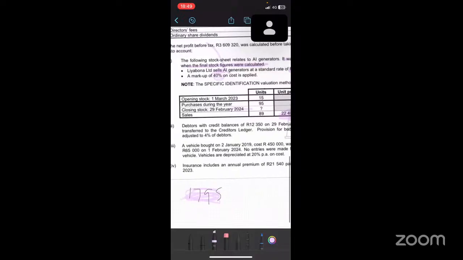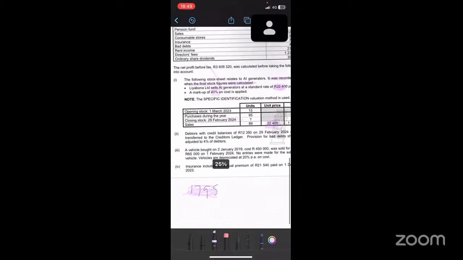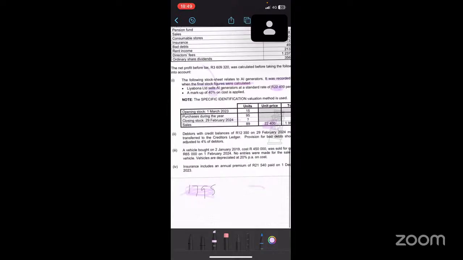And how much is it? We have December, January, February. So that means 3 months belong to the current financial year, and 9 months do not belong. So you're going to take the 1,700 and multiply it by 9, and then you're going to get the amount that should be put as a prepaid expense.